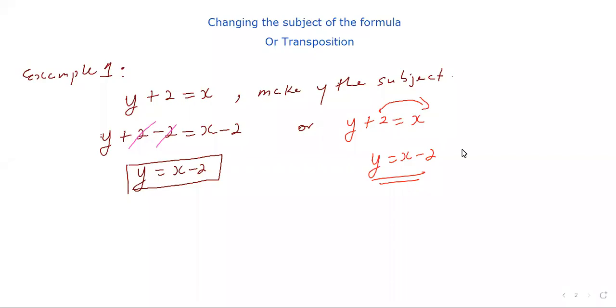You follow everyone? So yes, sir. Let's go one more time. So we are given y plus 2 is equal to x.